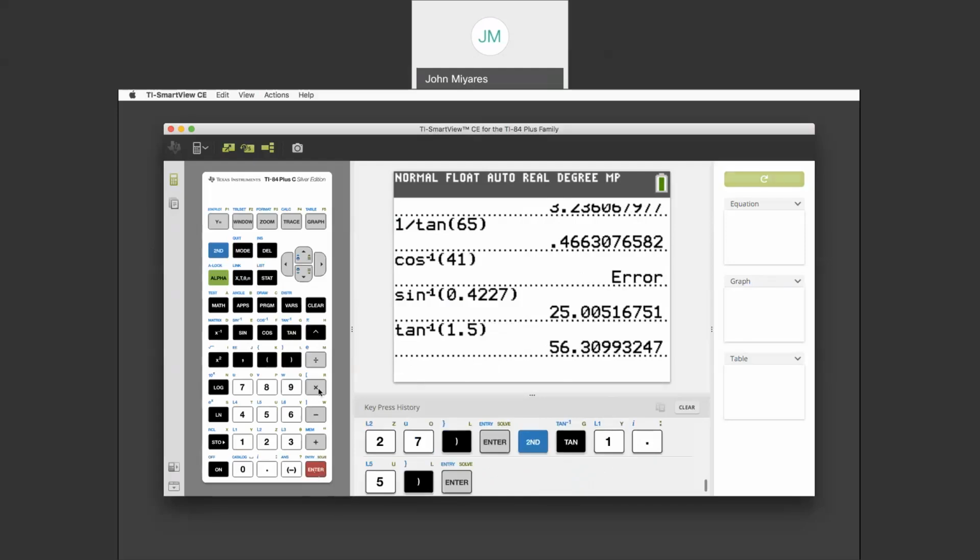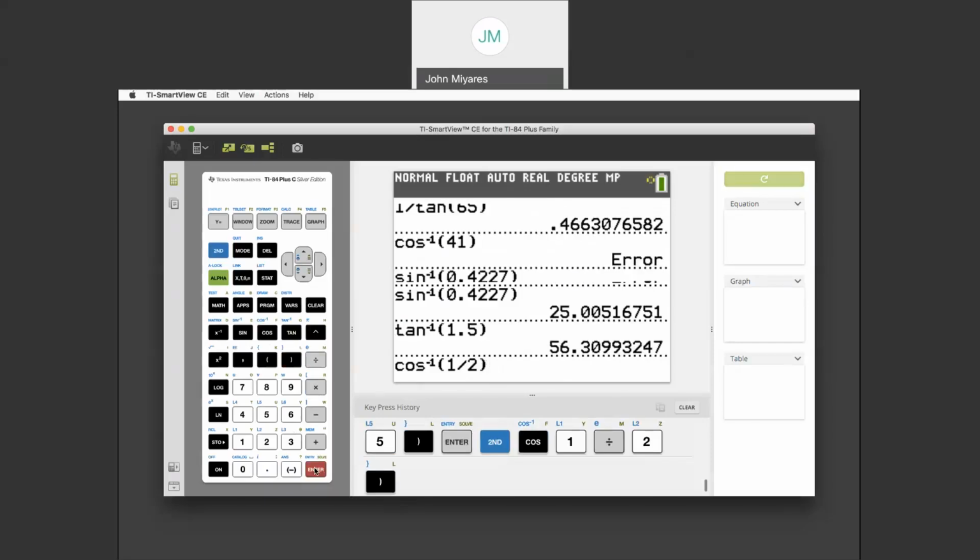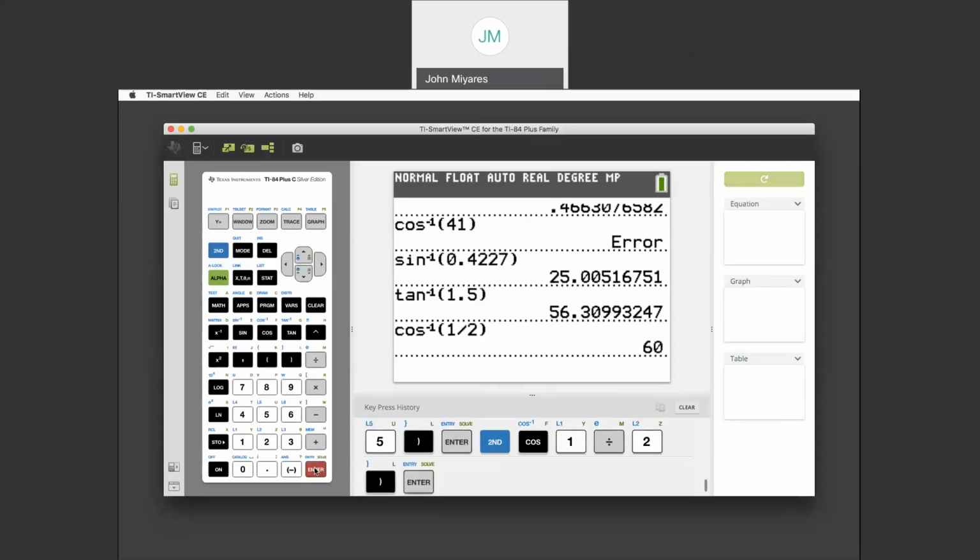Another one we could do, I could say, what is the inverse cosine of 1/2? I could type that in as the decimal, or I can even type this as the fraction, inverse cosine of 1/2, and that gives me 60 degrees. Now, there are some limitations here.